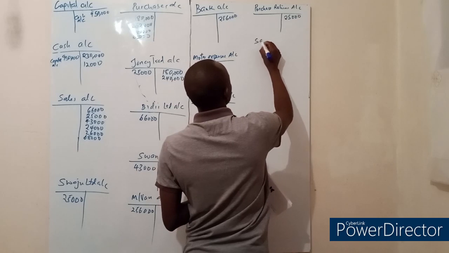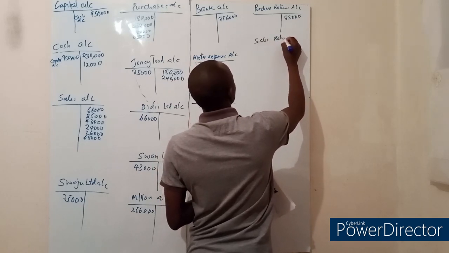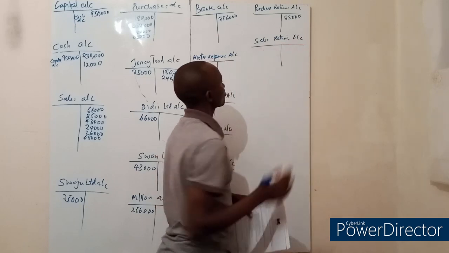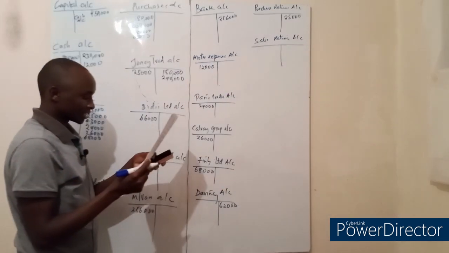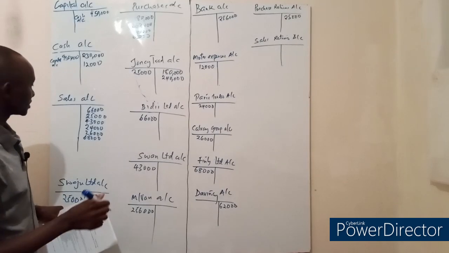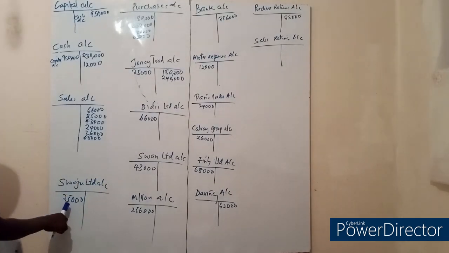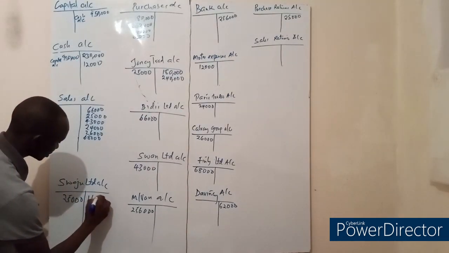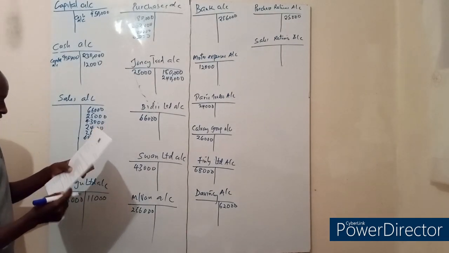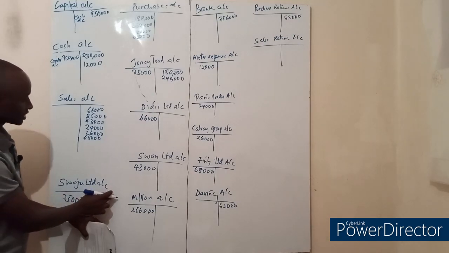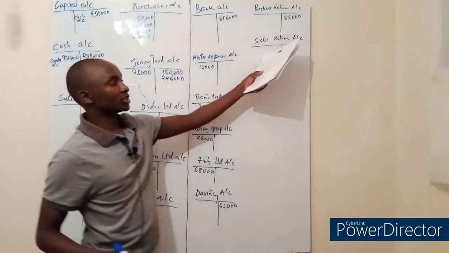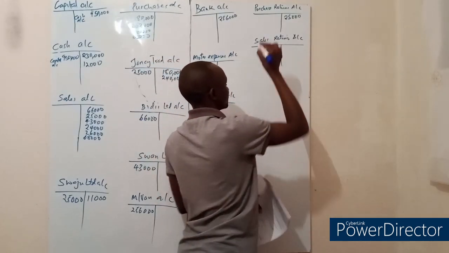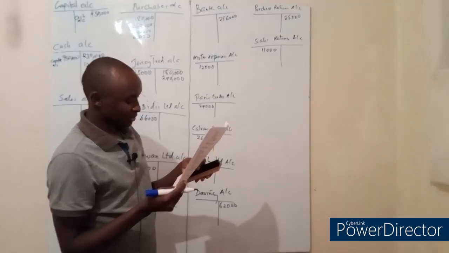Let's minimize the space. Sales returns account from Swaju Investment. We had sold to Swaju on the debit side. Since he is returning, you reduce this account on the credit side by 11,000. Since this is the credit side, we are going to debit the sales returns to complete the double entry of accounting, 11,000. Let's move on to our next part.